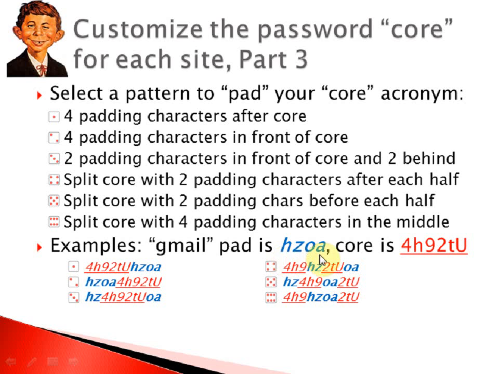And since the approach I'm going to use is to always put the padding characters after my core, my password for my Gmail account is Hitchhiker's Guide to the Universe, and the transposed characters for G, M, I, and L. So depending on what you rolled on the dice, here's examples of how that would look for your transposition pattern.